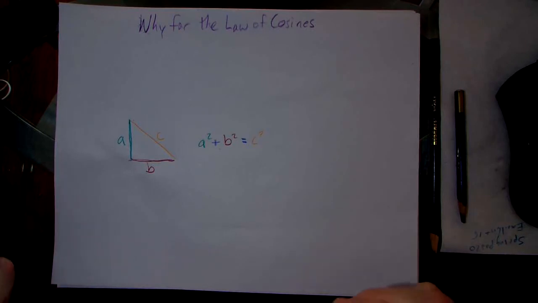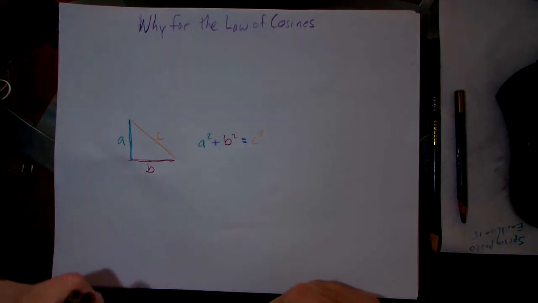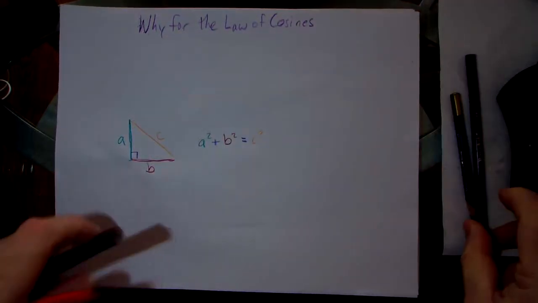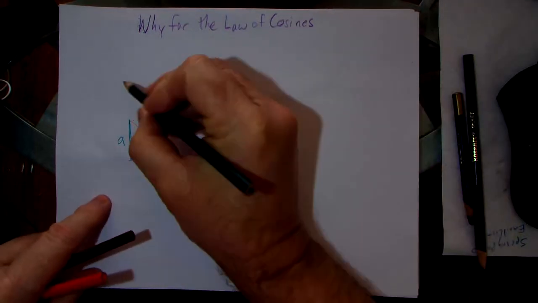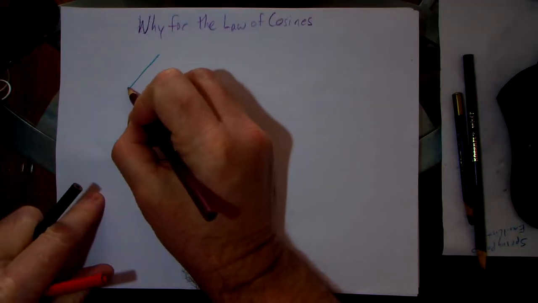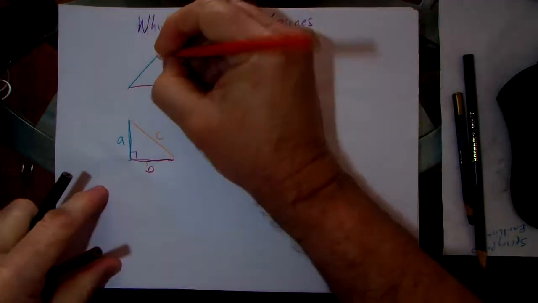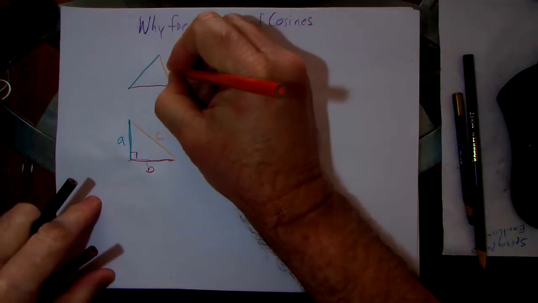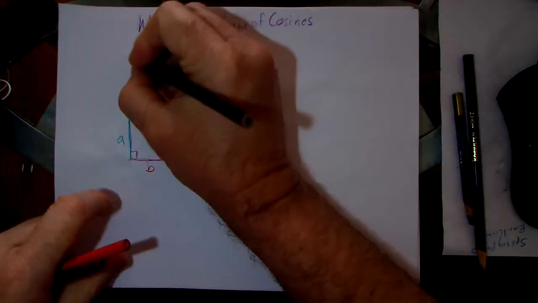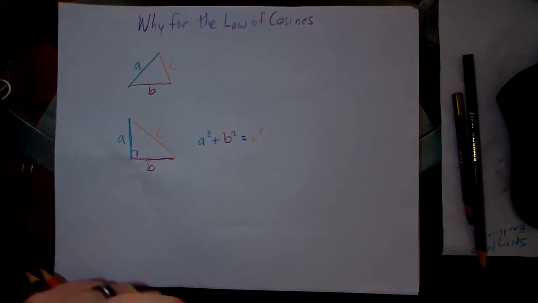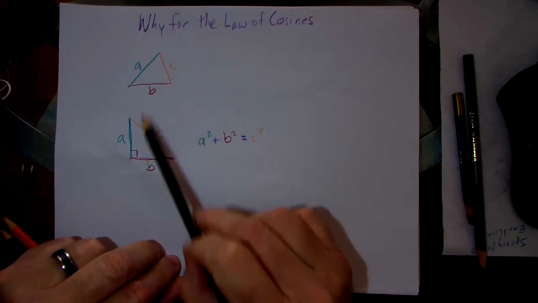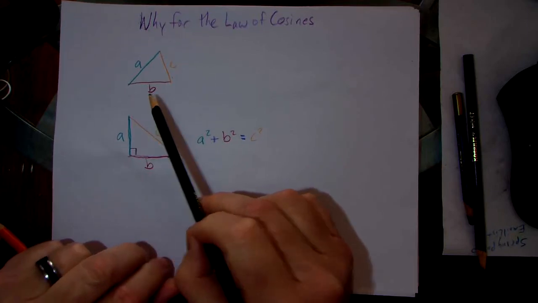But then we started to ask ourselves, what happens if we no longer have a right triangle? So what if instead of a right angle here, we actually had an acute angle, so that our triangle starts to look more like this. If we still label these sides the same way, we can tell that the relationship is going to be different now. That side C is now going to be smaller than A squared plus B squared.